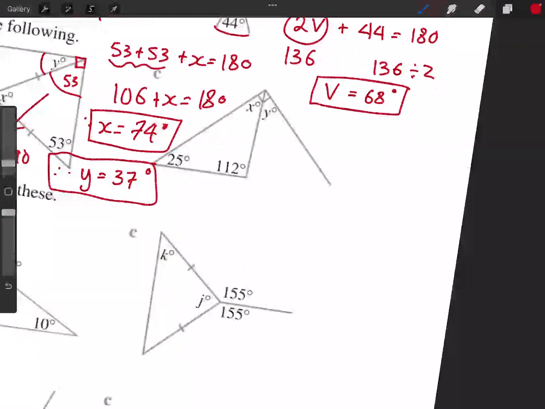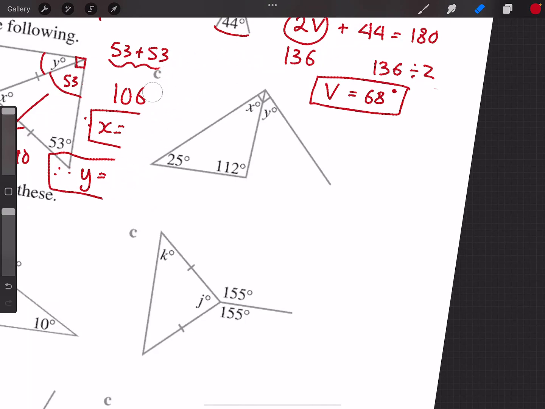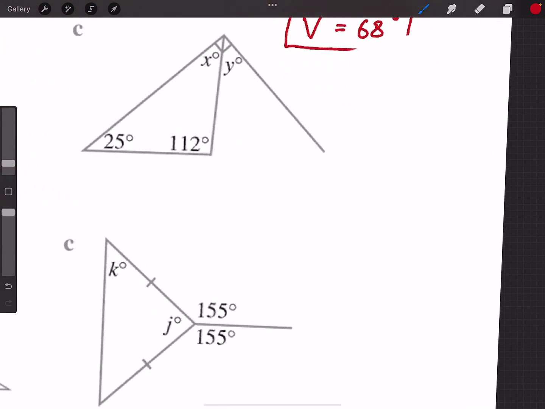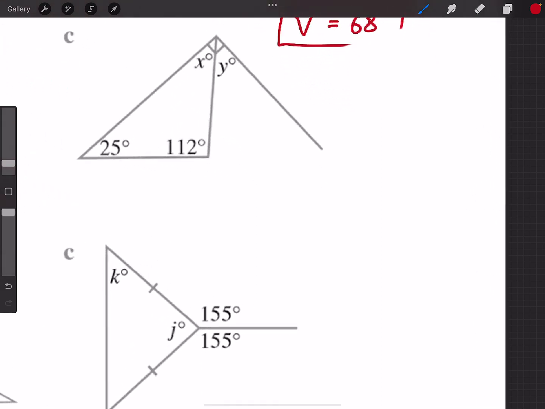Alright, question C. What can we do? Maybe it's a bit too messy here. Let me rub this out. You can see more clearly. Alright. So for this question, what can we do? We can find x first. You see this triangle here? We can use the angle sum of a triangle to find x.